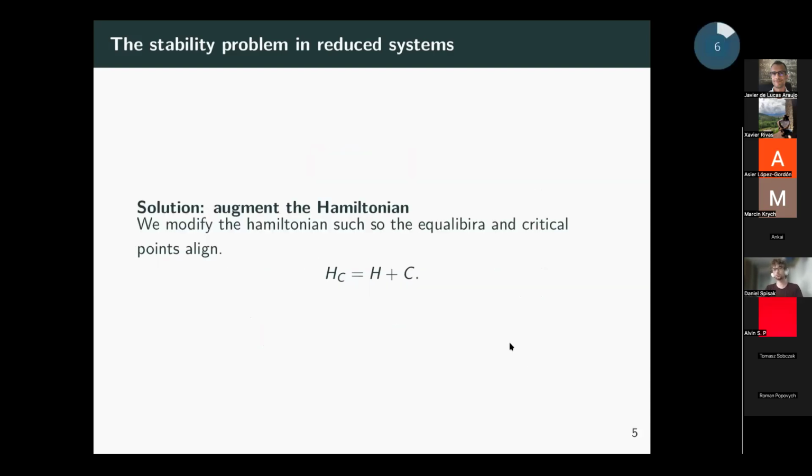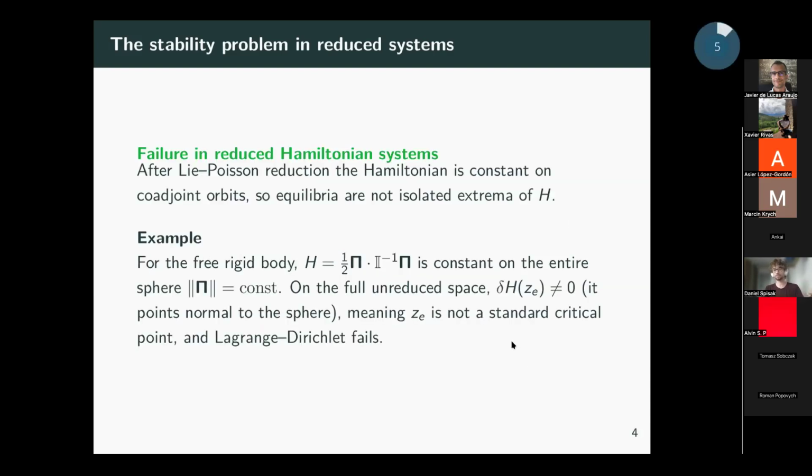A comment: normally this happens with systems that have symmetries, because due to the symmetry, the critical point is not isolated. So that's why symmetries are important and why this method is important. Thank you.